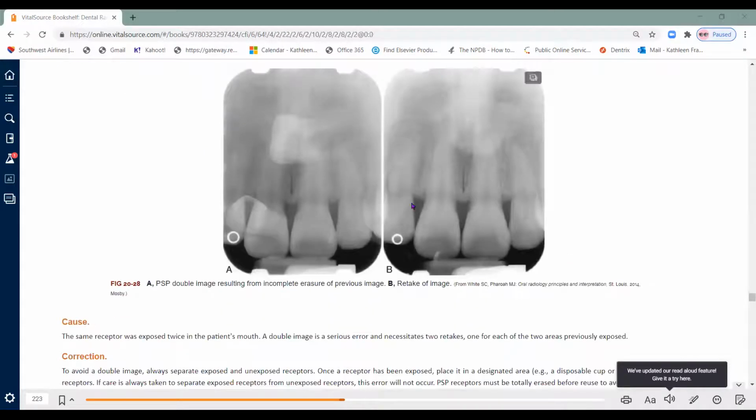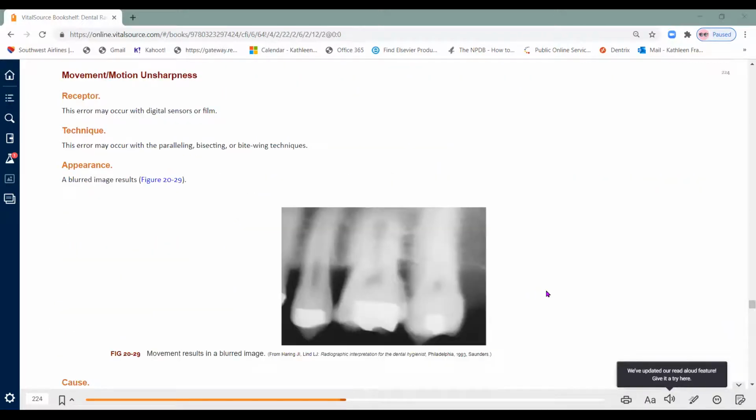This is another double image. You can see right here that this was exposed to your anterior, and then it kind of looks like there was another film back here. This is movement, and this is blurred because the patient moved. There's a little bit of movement in the tube head, but it's not significant enough to show the blurred image.